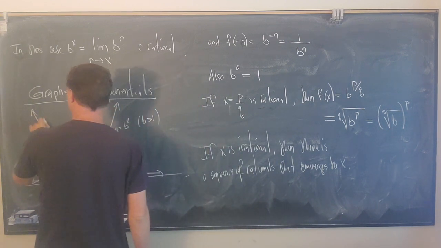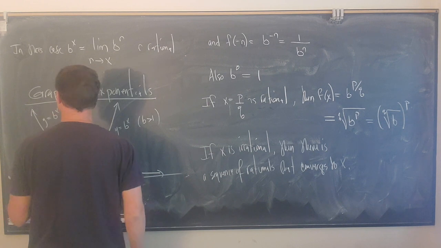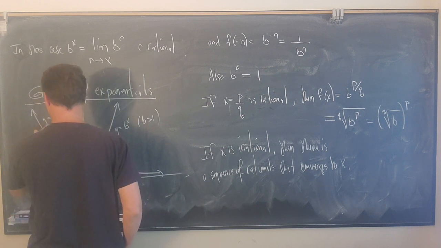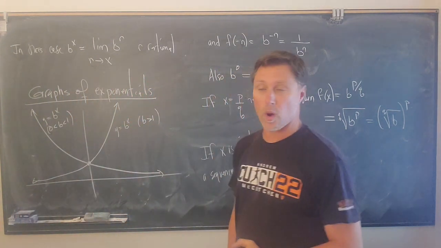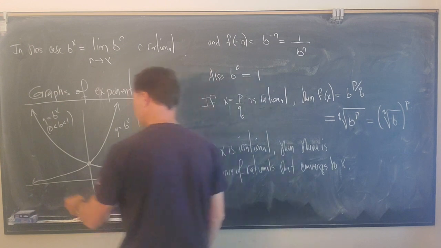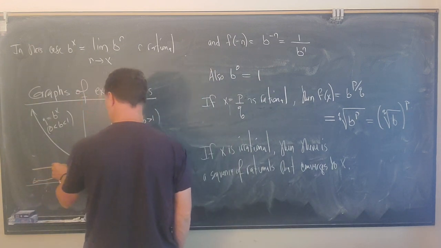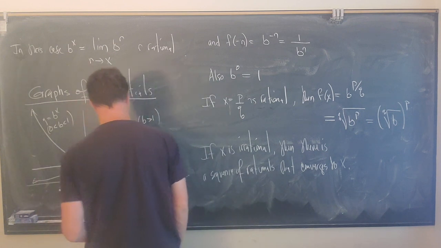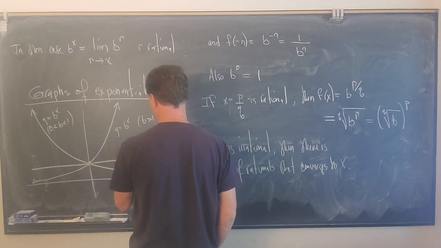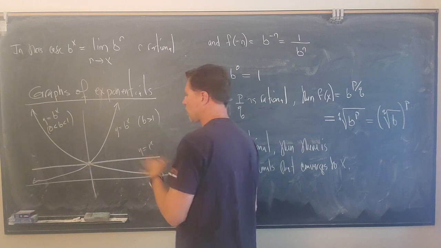Here's the graph y equals b to the x in the case that b is between 0 and 1. And then there's sort of the uninteresting case when b equals 1, we just get this horizontal line. So this is the graph y equals 1 to the x. All right, it's just a horizontal line.